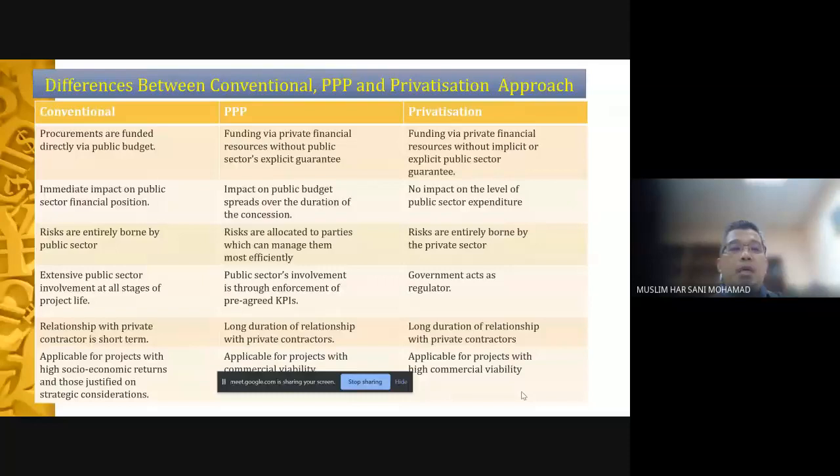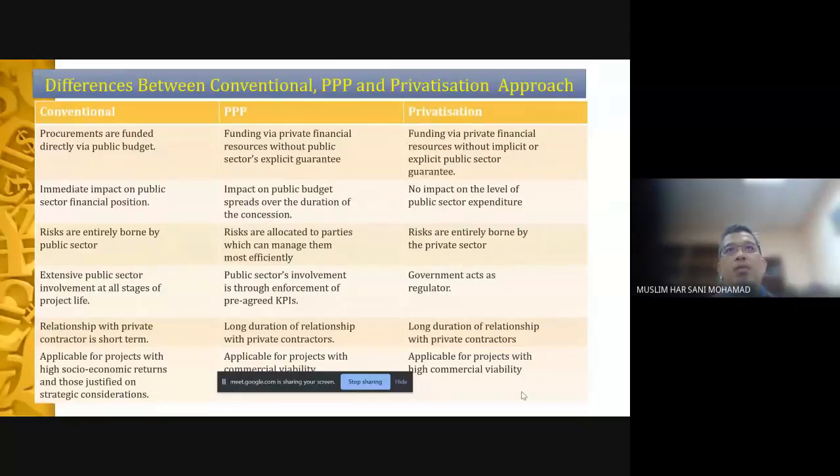Under PPP, there are long duration relationships with private contractors because of the concession period, because if they use their own financing, later on we'll discuss this in a bit more detail. Privatization also has a long duration relationship with private contractors. Lastly, PPP is applicable for projects with high socioeconomic returns and those justified on strategic considerations. Maybe like a hospital, for instance.